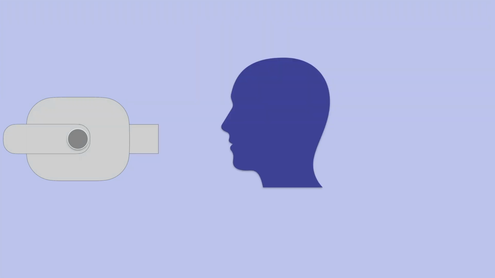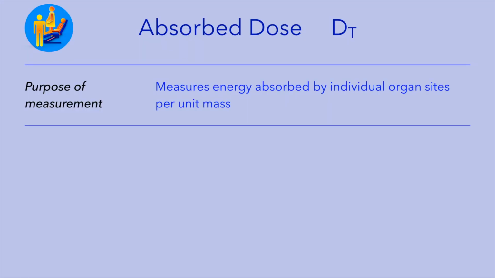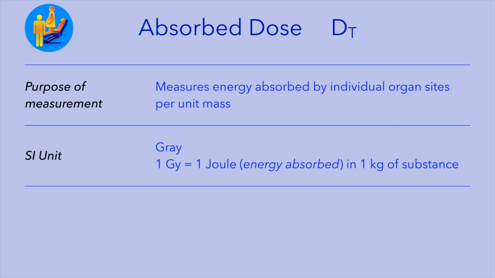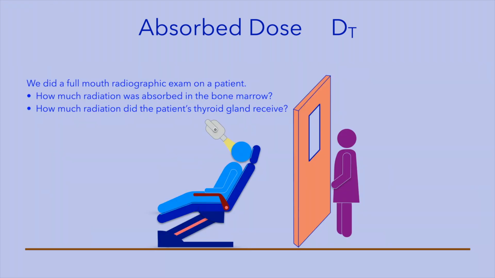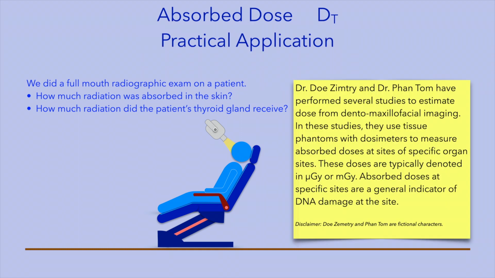During imaging, we expose various tissues to differing amounts of radiation. The unit absorbed dose measures energy that is absorbed by individual organ or tissue sites. Since this unit measures energy that is absorbed per unit mass, it is also expressed as grays. The conventional unit for absorbed dose is rad. So, some practical applications of absorbed dose. It allows us to indicate how much radiation has been absorbed at specific sites with specific radiological examinations.